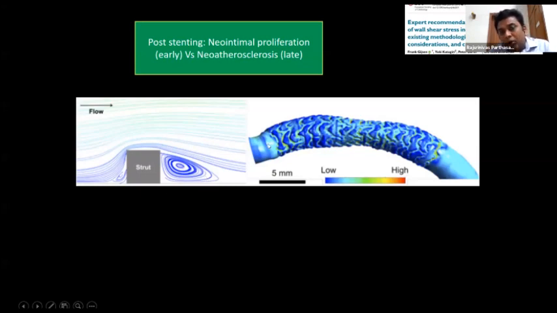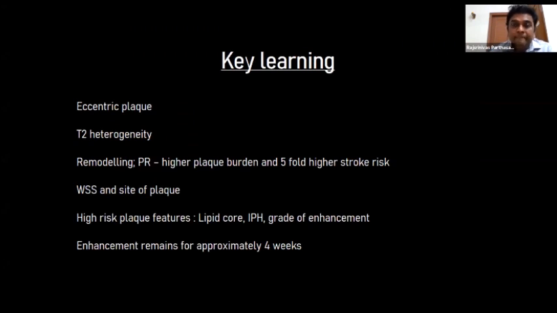And this is a computational fluid dynamics, which shows after every stress, there is a low wall shear stress area, which can promote neo-intimal proliferation and neo-intimal atherosclerosis. So the key learnings from this are, it is eccentric, it is thickened. We talked about positive and negative remodeling.